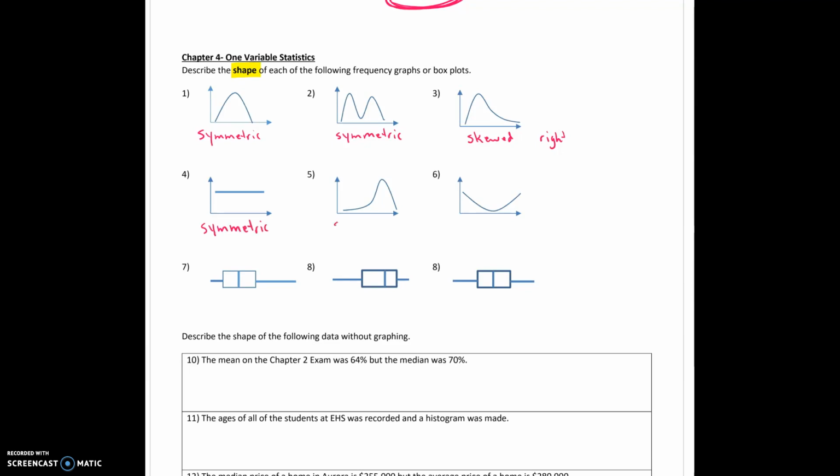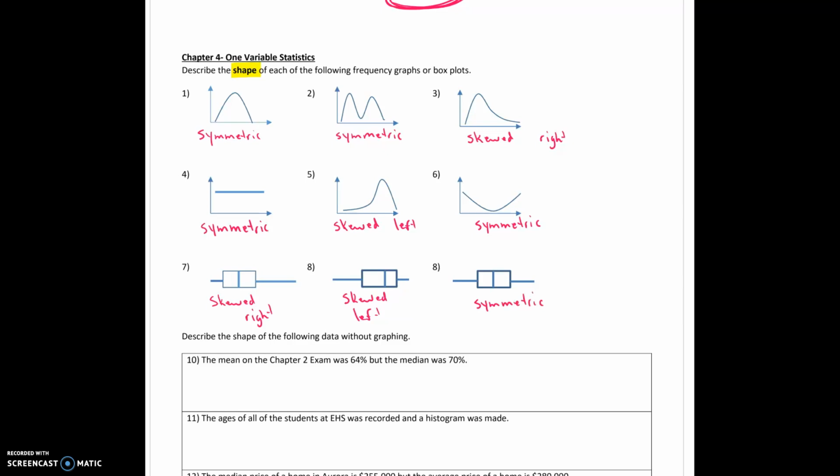Number five is skewed left. Number six is symmetrical, cut in half and the left looks like the right. Number seven is skewed right. Number eight is skewed left because the tail is on the left side. And number nine, I would put at symmetrical or just symmetric.